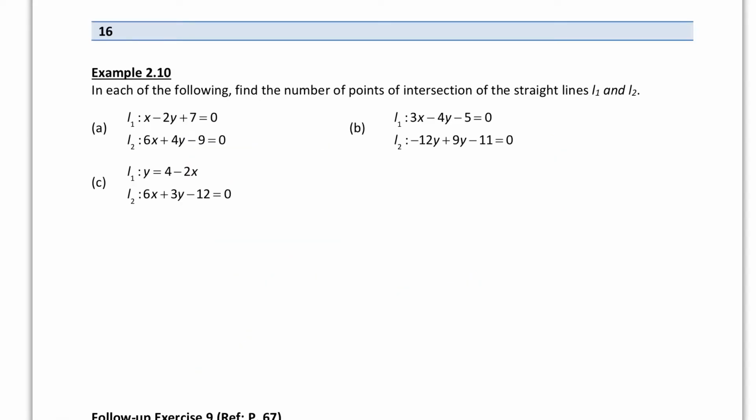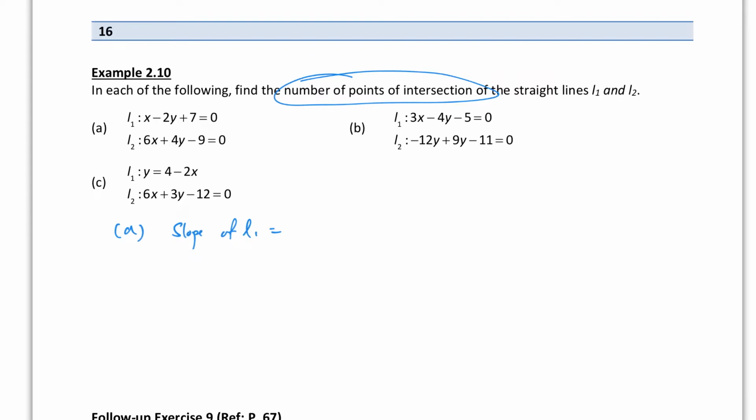Example 2.10. In each of the following questions, find the number of points of intersection of the straight lines L1 and L2. Let's see L1 and L2. Part A. If you only need to determine the number of points of intersection, that means you only need to consider the slope.